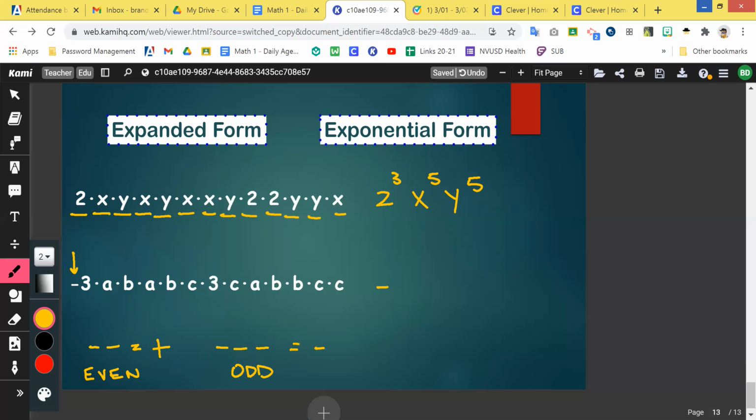Then I think about the numbers. 3 and 3, that gives me 3 squared. Then I have alphabetical order. I have A, 1, 2, 3. Then I have B's, 1, 2, 3, 4. And then I have C's, 1, 2, 3, 4. So C to the 4th power. And essentially that's all you're doing. You take the different bases, you write them down, and you just count up how much of each base you have. Super simple.